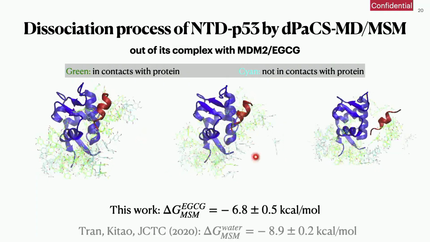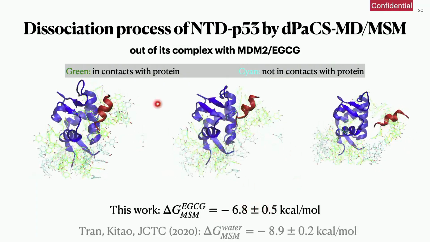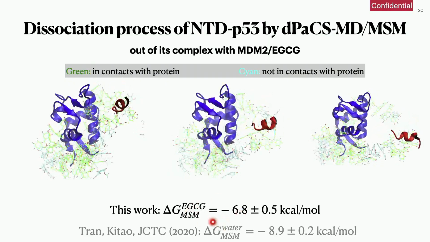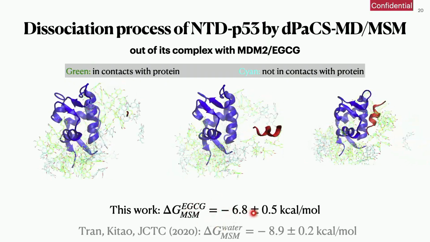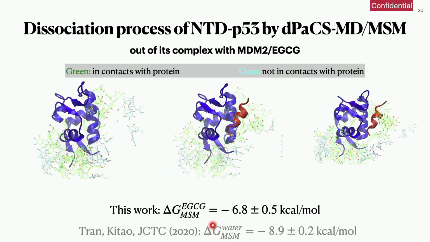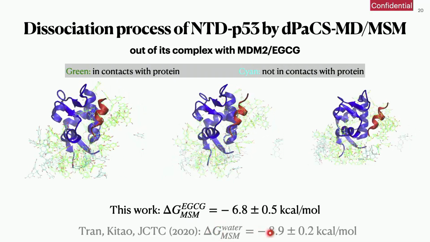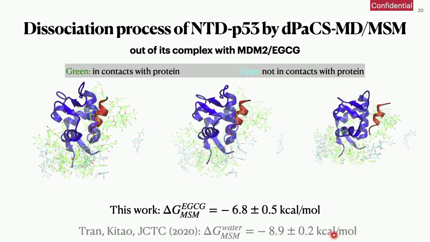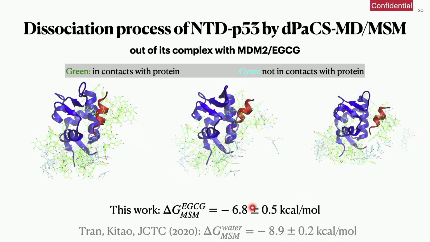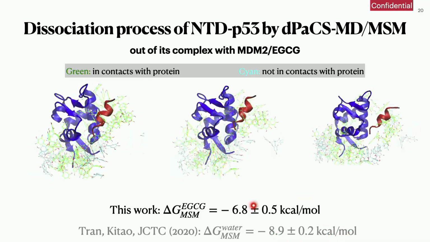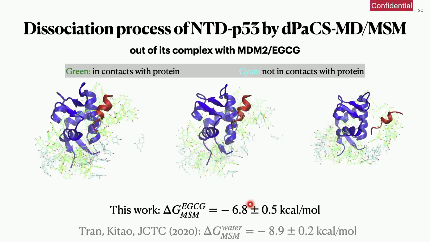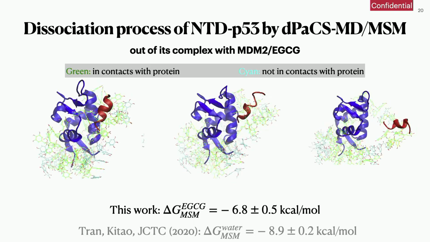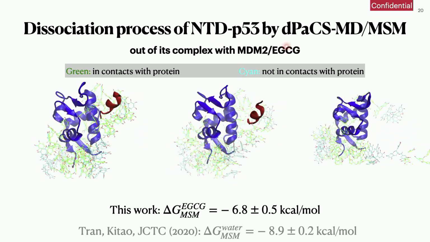So we calculated the binding affinity in the presence of EGCG for this complex by performing the dissociation proximity simulation. After calculating, the binding affinity with EGCG is minus 6.8. However, our previous study, compared to the experiment, was minus 8.9 kilocalories per mole. So it lowers the free energy barrier.